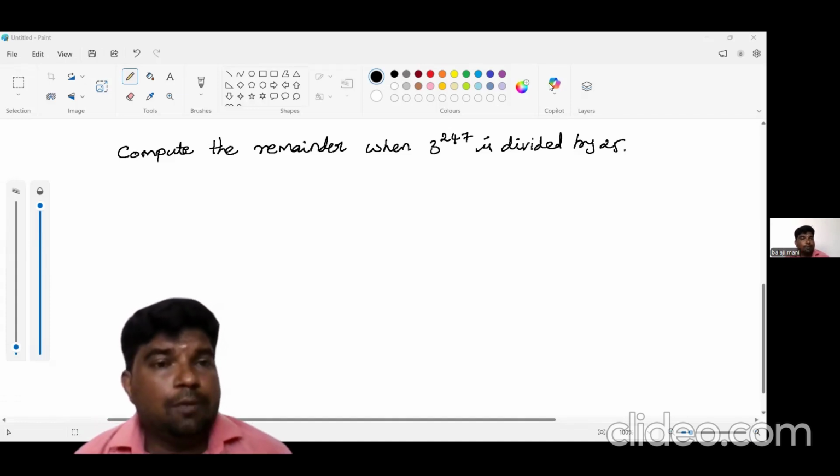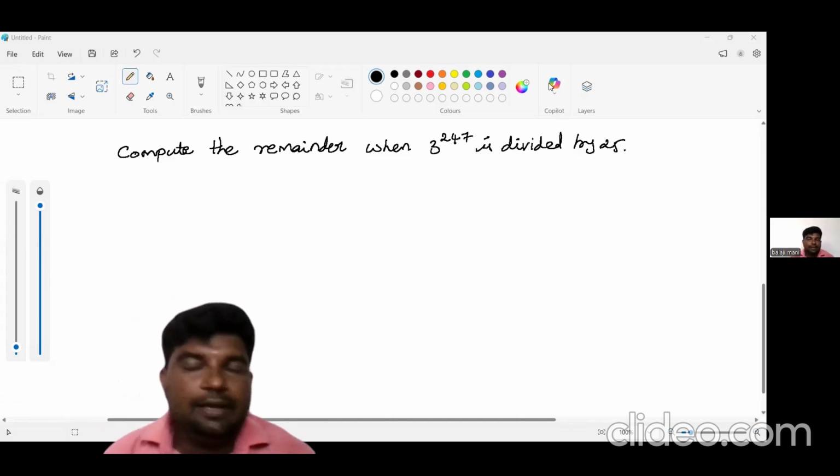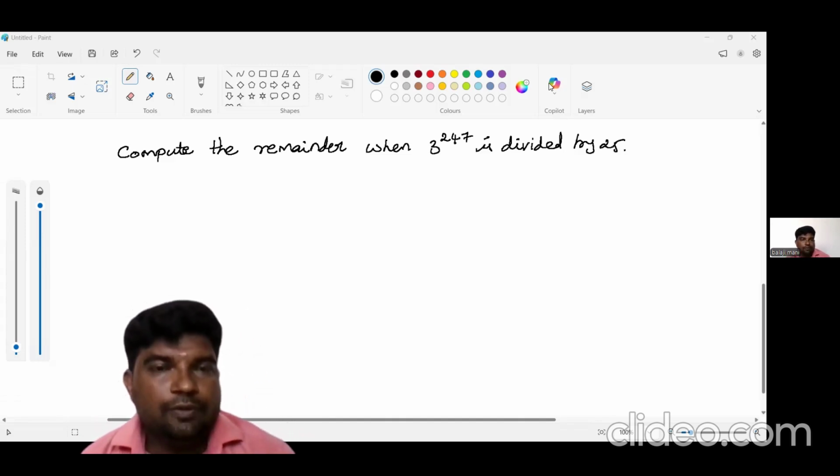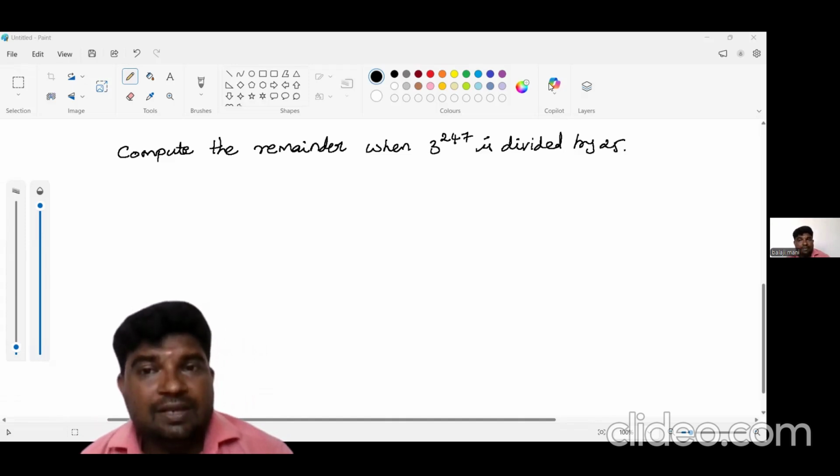Okay. Go to the next problem. Compute the remainder when 3 power 247 is divided by 25.